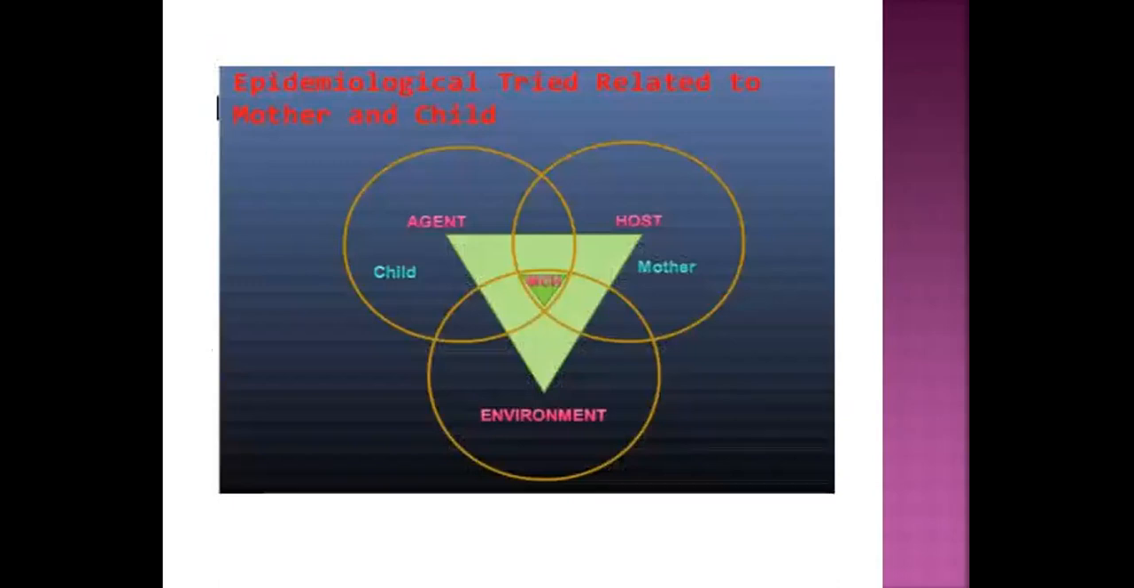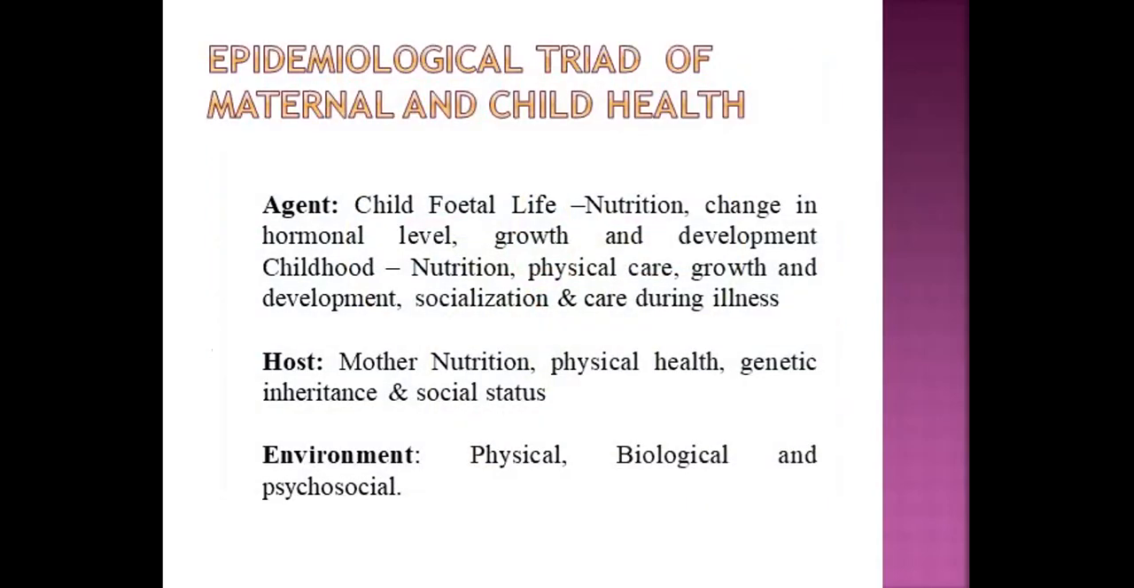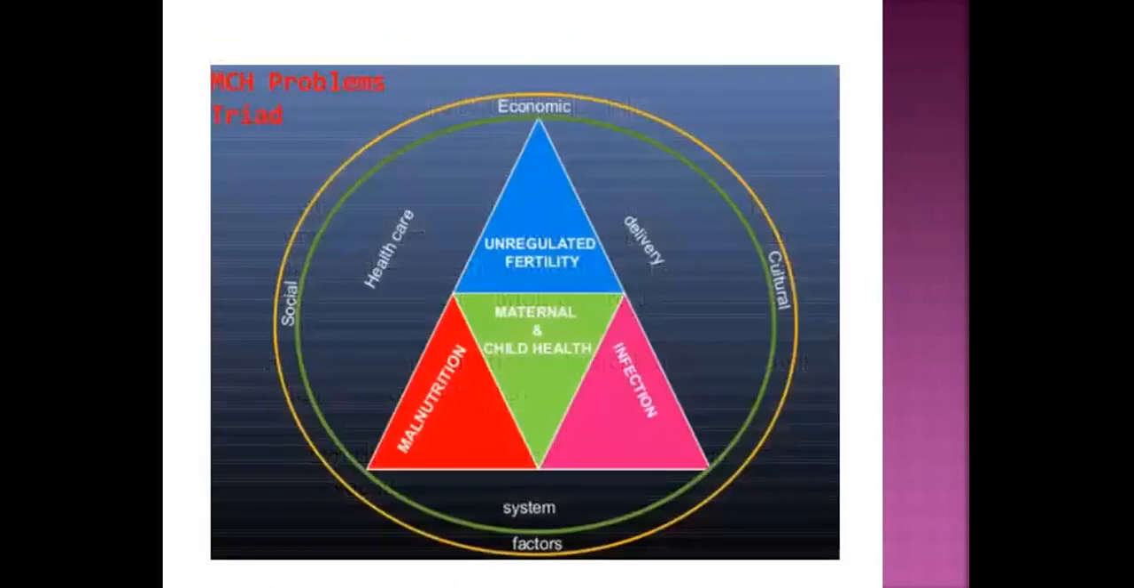If we talk about the epidemiological triad, the agent is the child, the host is the mother, and the environment. Agent includes fetal life, nutrition, change in hormone level, growth and development of childhood, nutrition, physical care, growth and development, socialization, and care during illness. Host is the mother, which includes maternal nutrition, physical health, genetic inheritance, and social status. Environment may be physical, biological, and psychosocial environment.